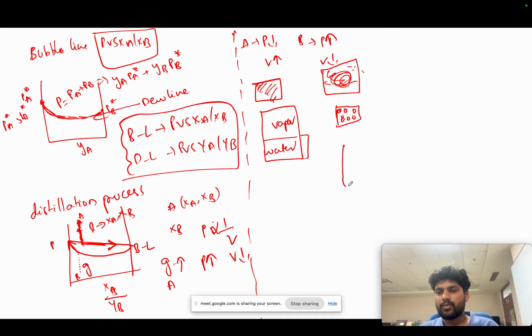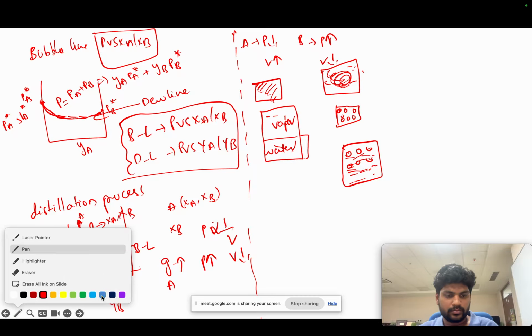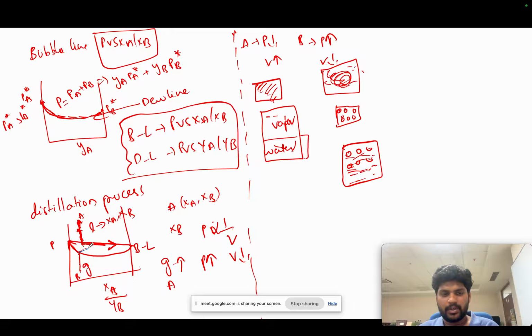And if you squeeze it more, squeeze it more, you will have the liquid and the bubbles. So that's what we are doing here. In the distillation process, you will increase up to the coexistence curve, then you will condense it. So then it will go from this point to this point.